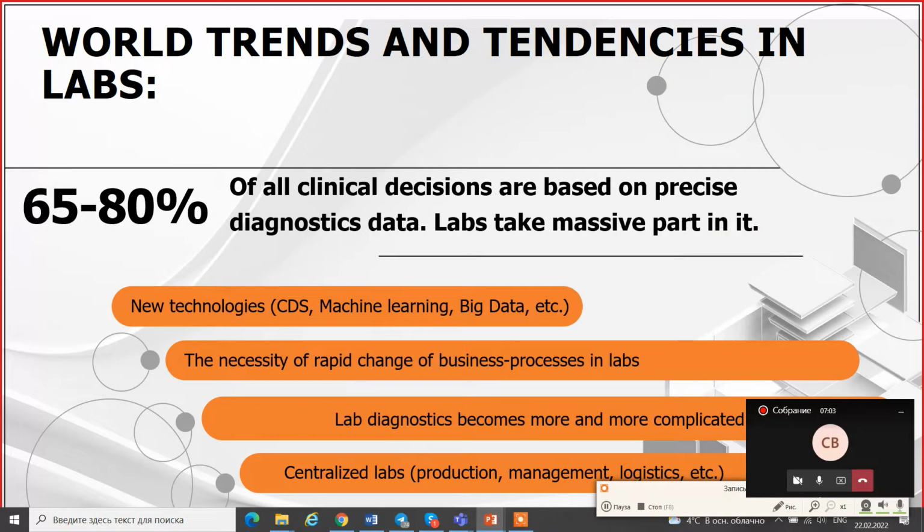So what about the world trends and the labs? All clinical healthcare process strongly depends on the data from diagnostics. And first of all, it's the data from clinical labs. With the new machinery they use, with the new test systems that come each and every year, and every vendor has its own new portfolios. With all the modern approach, it rapidly incorporates a lot of modern technologies. For instance, we speak about clinical decision support, we speak about machine learning, we speak about the same big data.